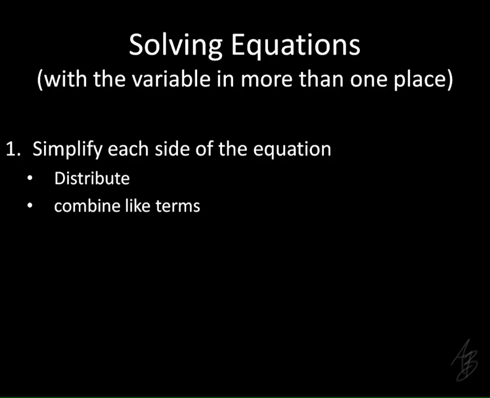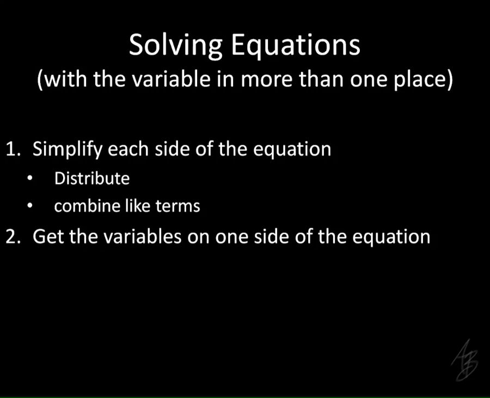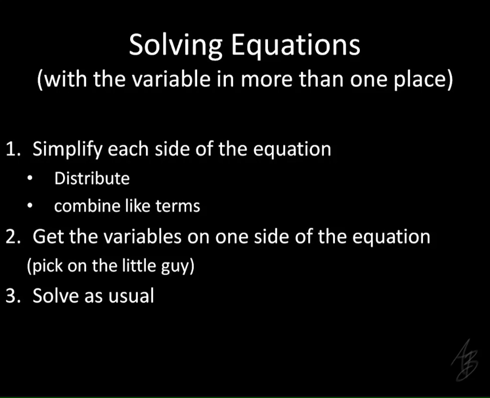Okay? After we simplify each side of the equation, this is where it's a little bit different than the last type of equation. This is where we're going to have to deal with the variable being on both sides. And to deal with that, what are we going to do? We're going to pick on the little guy and get the variable on one side of the equation. Okay, so if we have variables on the left side and the right side, we're going to figure out which one's smaller, and we're going to either add or subtract to get rid of that one. So we're going to get rid of the smaller one. Once we do that, the variable is going to be on one side of the equation, and we can do what we usually do, solve as usual.